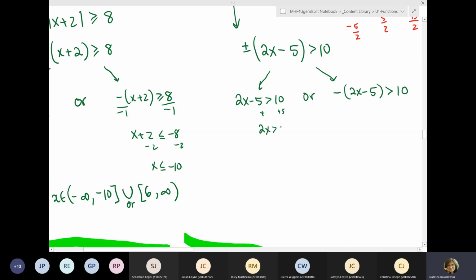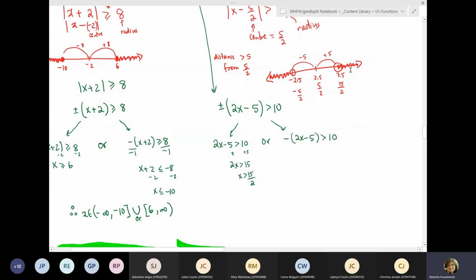Plus 5 on both sides here. So 2x greater than 15. X is greater than 15 over 2. I think I already have that shaded. Do you see that? That matches. Yeah. And then or, same idea. We can divide by -1 first, flip the sign. Add 5 to both sides. -5. So x is less than -5 over 2, which is exactly what I have shaded up there.